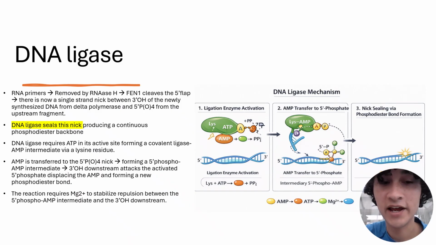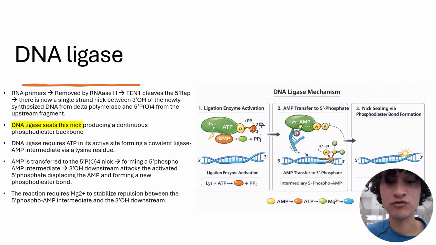So DNA ligase is the enzyme we just spoke about in the previous slide. We'll talk about it now. It's an ATP-dependent enzyme, and it's the enzyme responsible for forming that phosphodiester bond, once Fen1 and RNase H have removed those primers, and delta polymerase has replaced it with a short strand of DNA instead. And how it does this is through ATP essentially. So the ATP in its active site, once hydrolyzed, will form what's called an AMP, or adenosine monophosphate, intermediate. So it forms this 5' phospho-AMP intermediate.